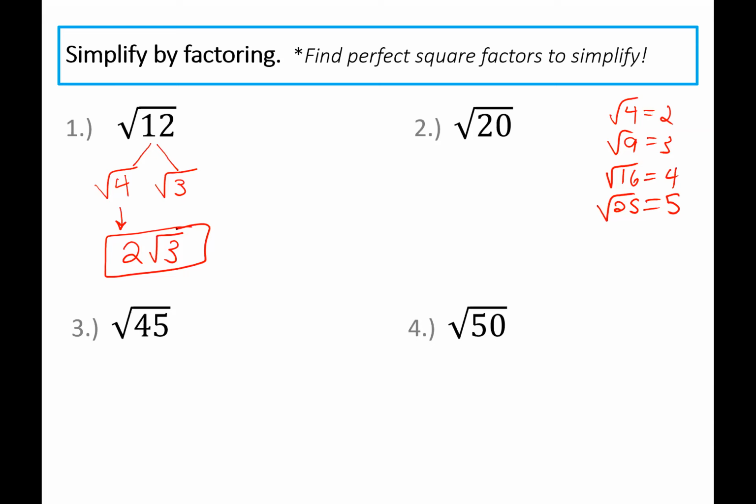Okay, so again, square root of 12, broke it down into square root of 4 times square root of 3. And the answer we got is 2 square root of 3.